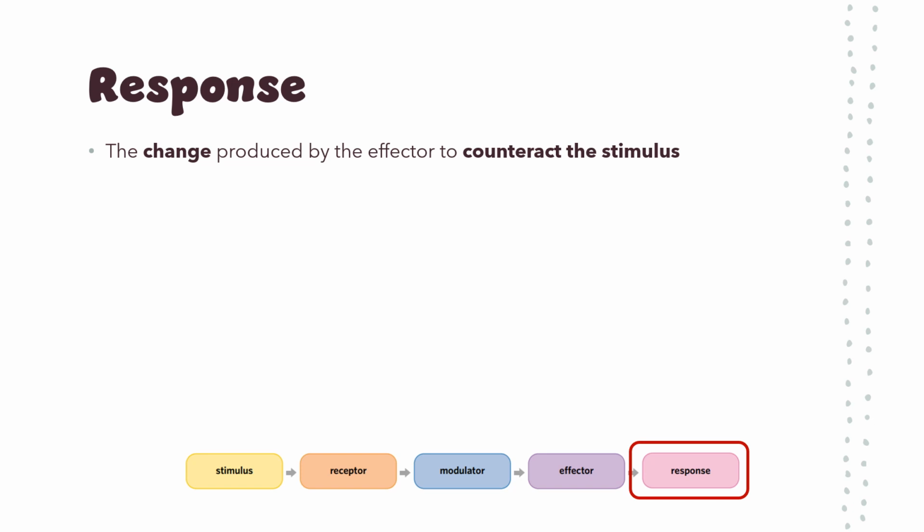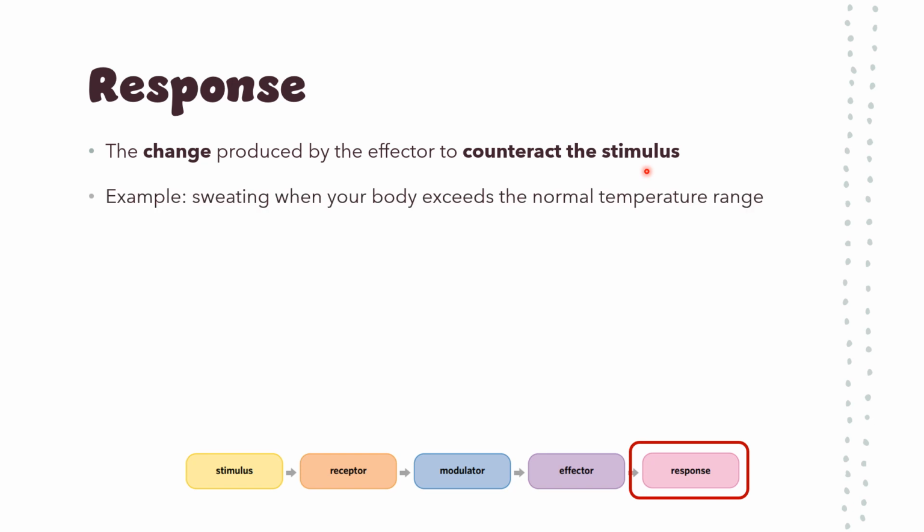So the response is a change produced by the effector to counteract the stimulus. Counteracting the stimulus is an important part because we know that the condition that the body is in right now is outside of that normal range. And so this is brought on by the stimulus. So in the example, the stimulus was that we were outside the normal temperature range.